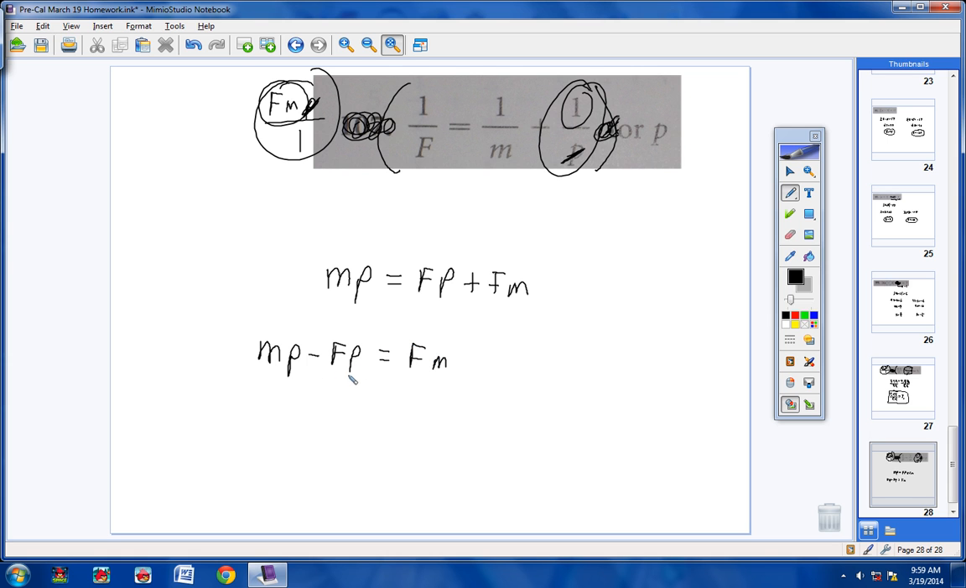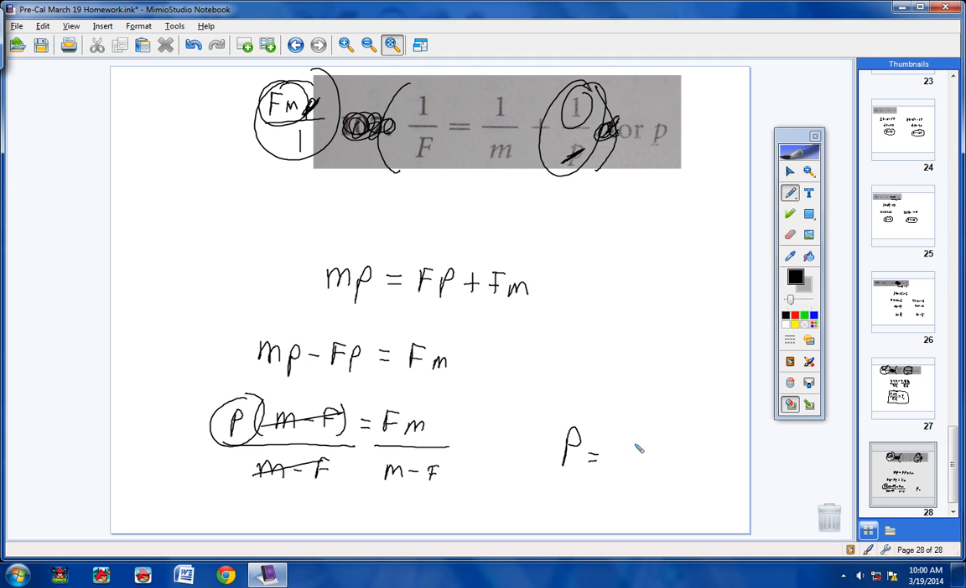Now again, what are we solving for? We're solving for p, correct? So we're going to factor the p out, and we're left with m minus f equals fm. So I pulled my p out. Now I'm going to divide this side by m minus f, and I'm going to divide this side over here by m minus f. This will cancel with this, leaving me with p. So I'm left with p equals fm over m minus f.